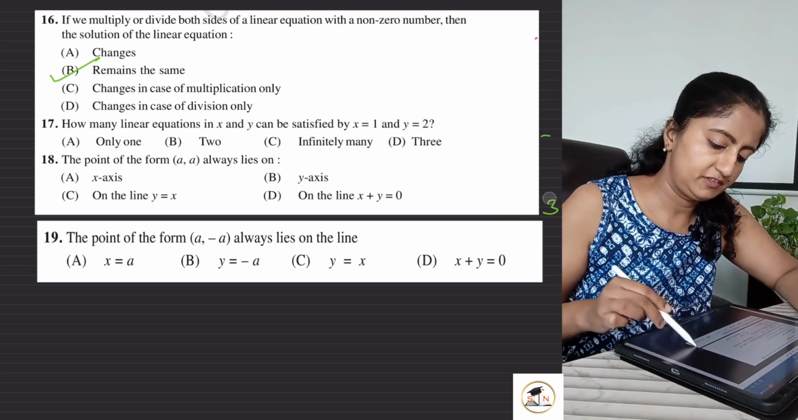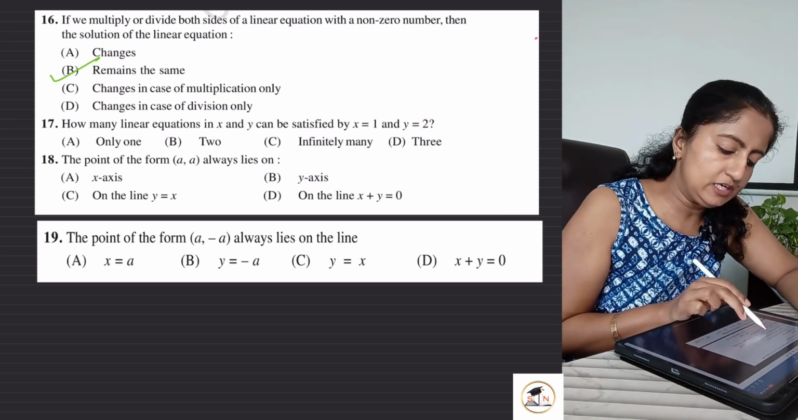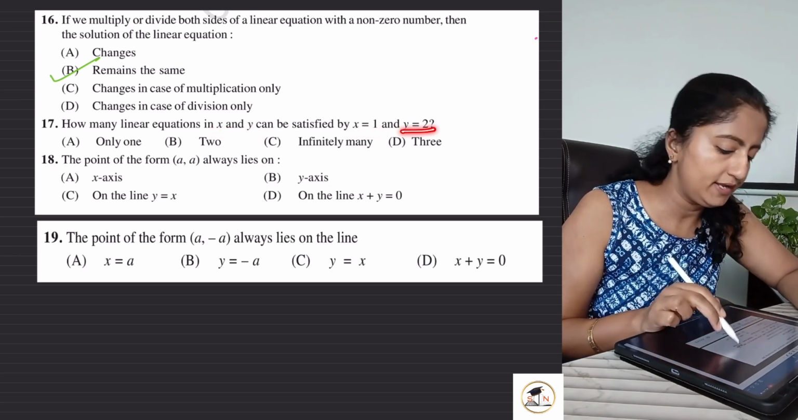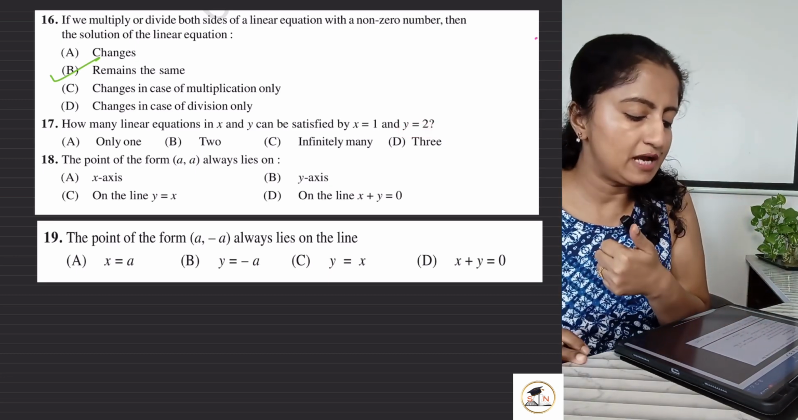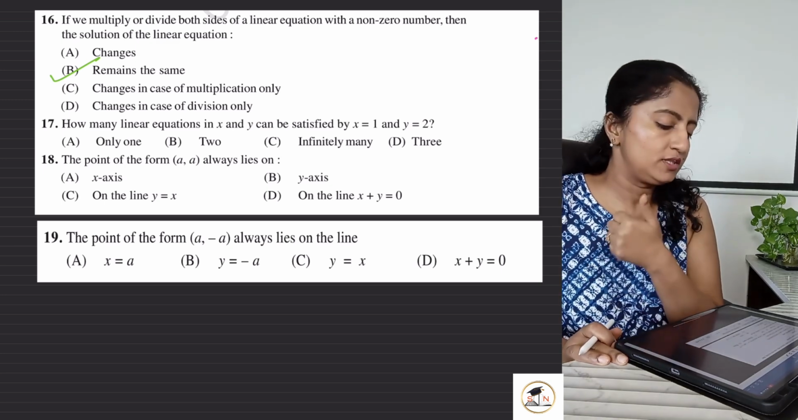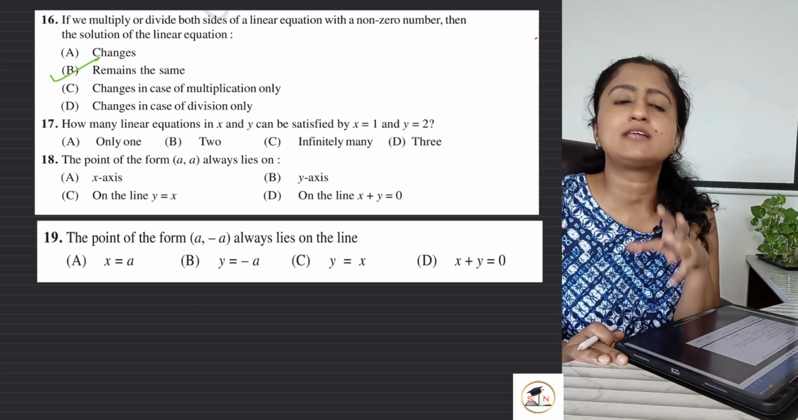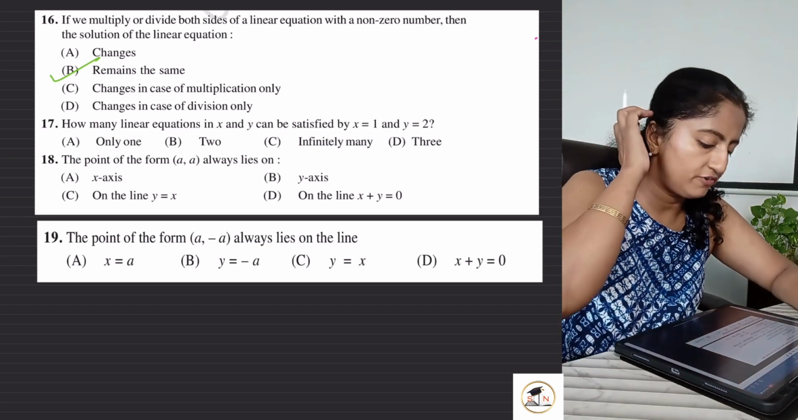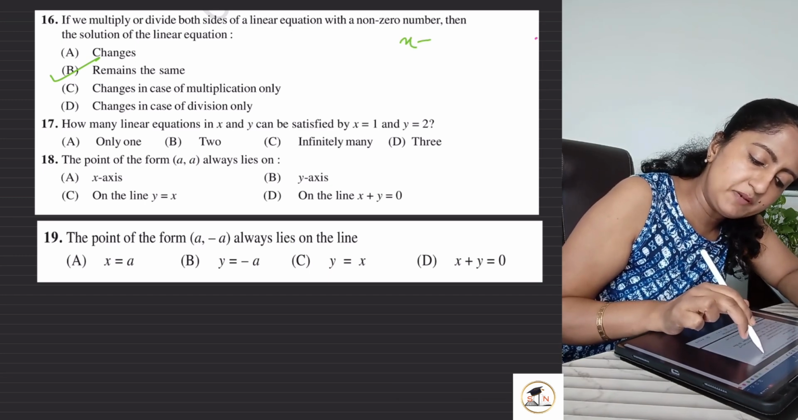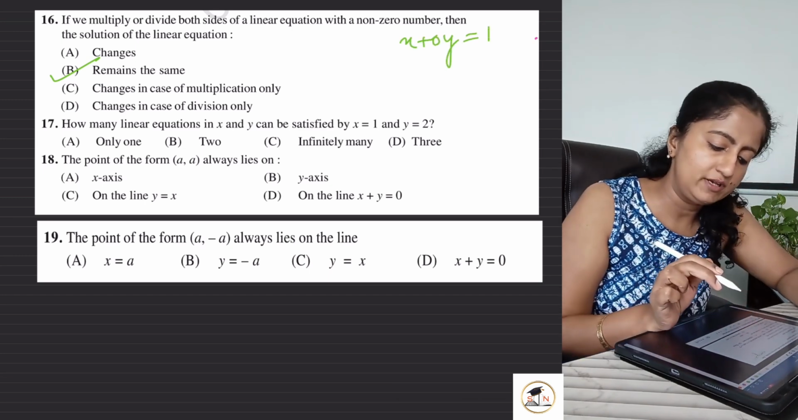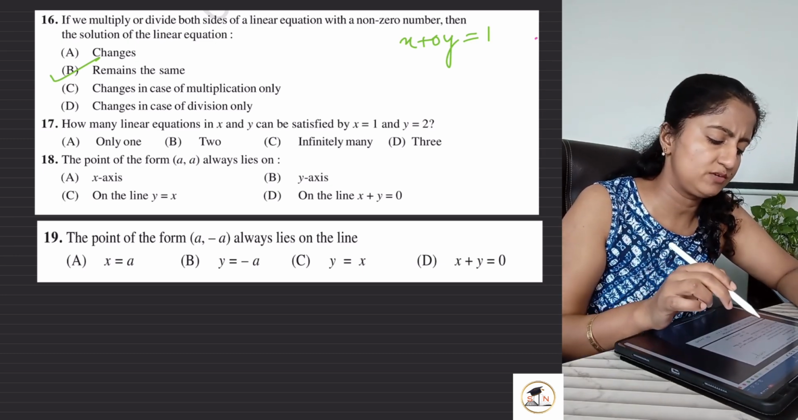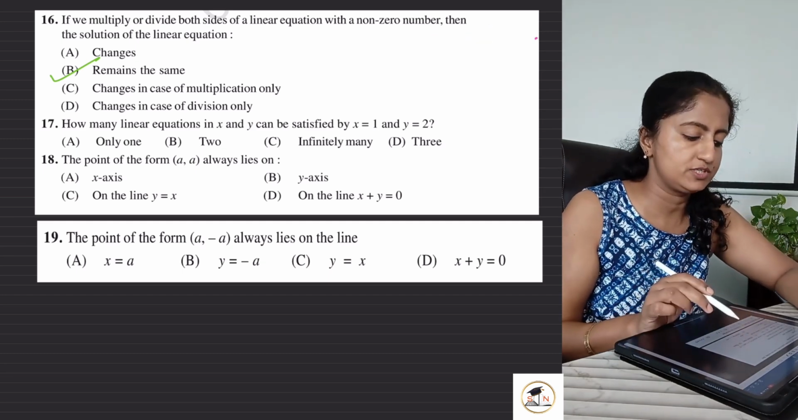Now next, how many linear equations in x and y can be satisfied by x equals to 1 and y equals to 2? Okay, अब यहाँ पे उन्होंने हमें दो वैल्यूज दी हैं, x equals to 1 and y equals to 2. So they are saying कि कितनी लीनियर इक्वेशंस इसको सैटिस्फाई कर सकती हैं. Okay, first of all x इक्वल्स टू 1 का क्या मतलब है? x इक्वल्स टू 1 का मतलब है x प्लस 0y इक्वल्स टू 1, right? And then, how many linear equations in x and y? Okay, they are saying how many linear equations.